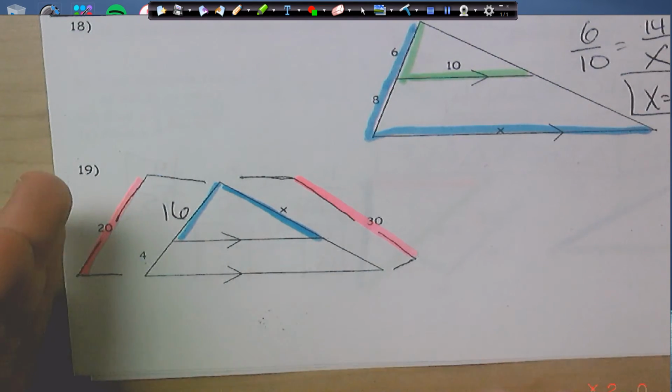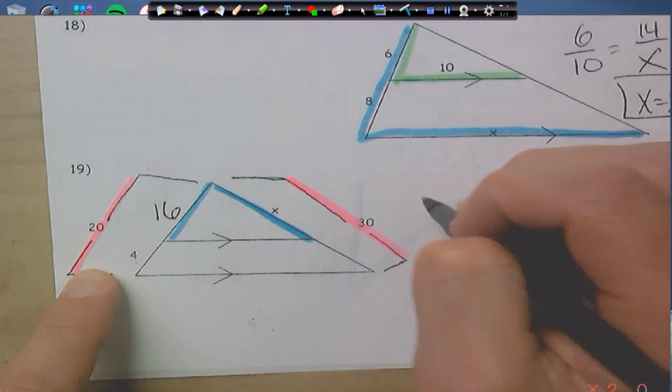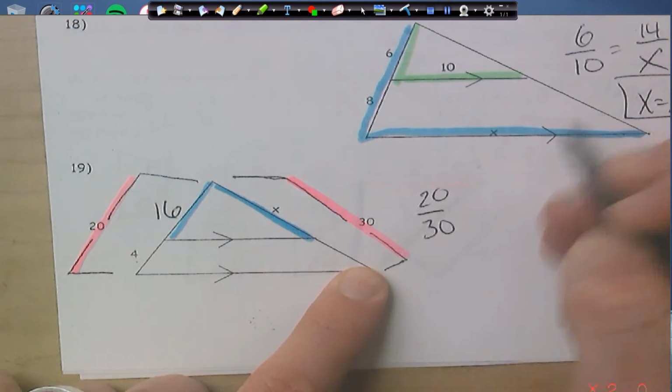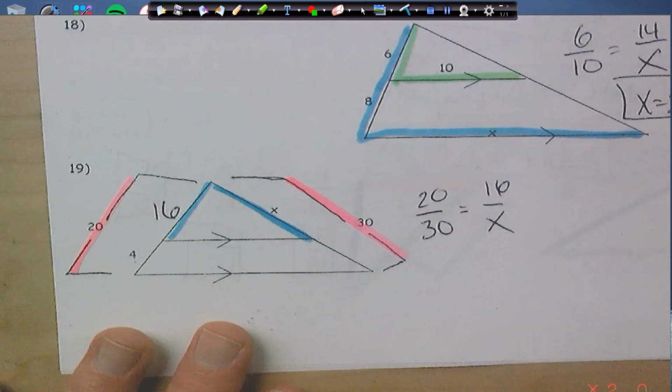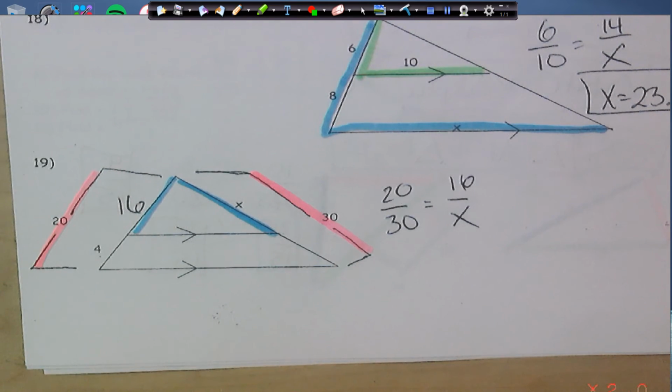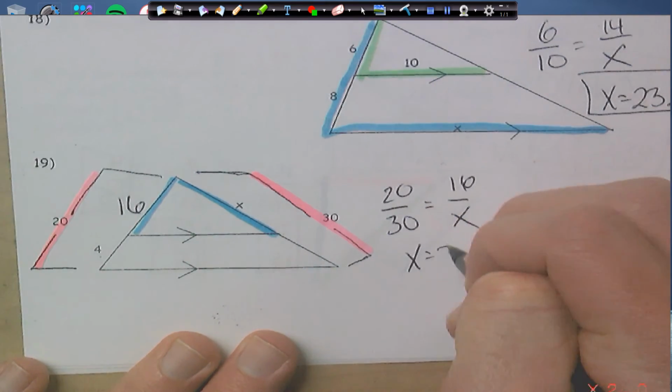I'm going to go from left to right. So left pink, right pink, left blue, right blue. Again, just keeping everything consistent. Similarity is all about consistency. So we get 30 times 16 divided by 20. So x equals 24.